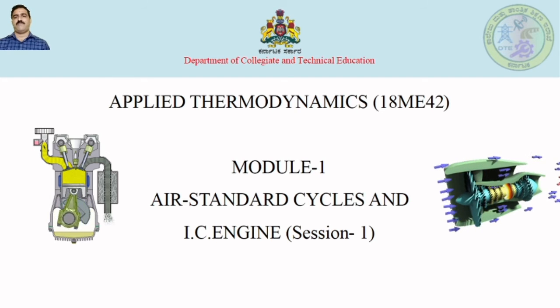The subject applied thermodynamics is divided into 5 separate modules in the given course with different contents. The module number 1 has 2 topics, that is air standard cycle and IC engine. The subject applied thermodynamics has several objectives. Let us discuss the various objectives of the course applied thermodynamics.